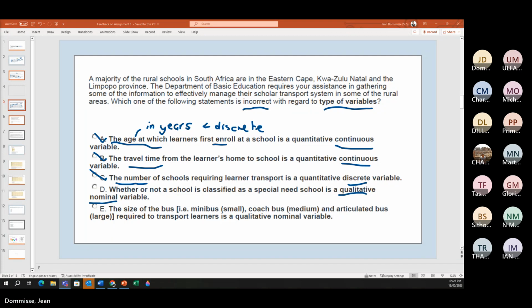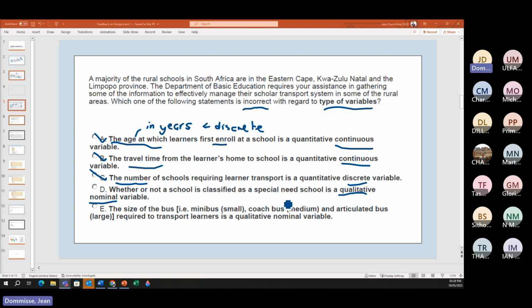I just want to say, it can only be yes or no. Precisely, it can just be yes or no. So being yes or no, it's nominal. It's the same with having red hair, yes or no. Having blue eyes, yes or no. So it's a qualitative variable, and then it is nominal.